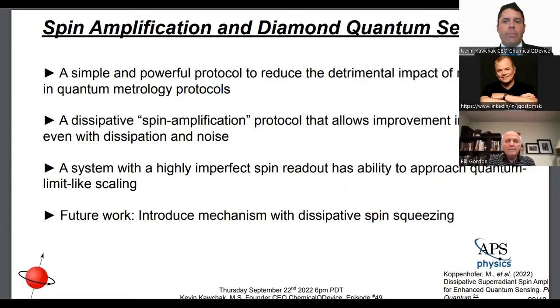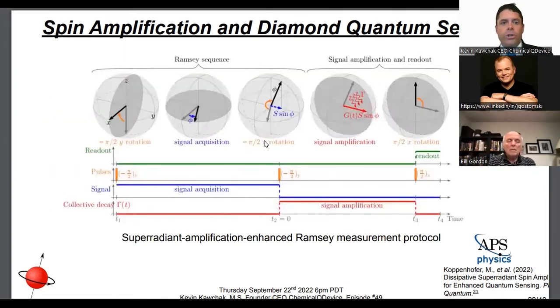So the spin amplification is probably one of the more technical ones that's out there. It's saying a system with a highly imperfect spin readout has the ability to approach quantum limit-like sensing. So it's all these different techniques that different researchers are going about to get better signal to noise ratio, better sensitivity, and ultimately better resolution.